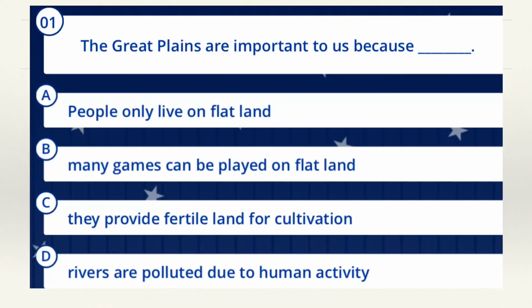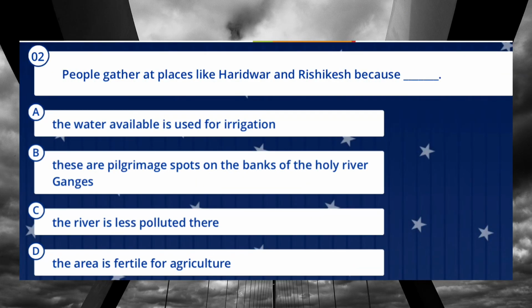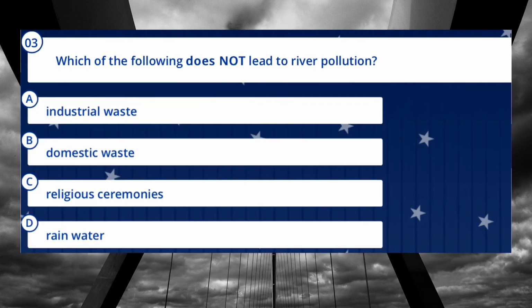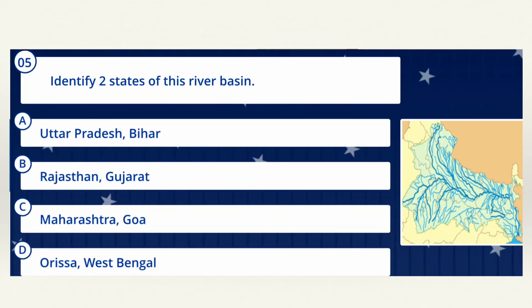Now let's see how much you learned from this video. This is a small quiz based on the topic that we have covered in this video. The Great Plains are important to us because... Next question is, people gather at places like Haridwar and Rishikesh because... Think over that and give the answer. Now it's a very general question. Which of the following does not lead to river pollution? Now look at the map carefully and identify two states of this river basin.